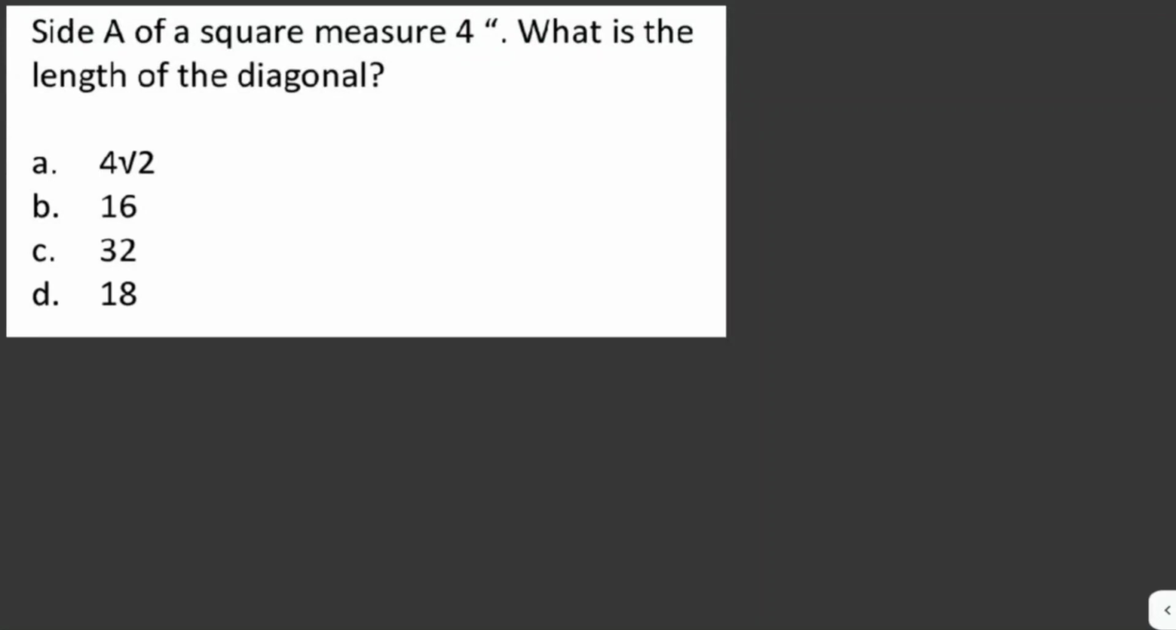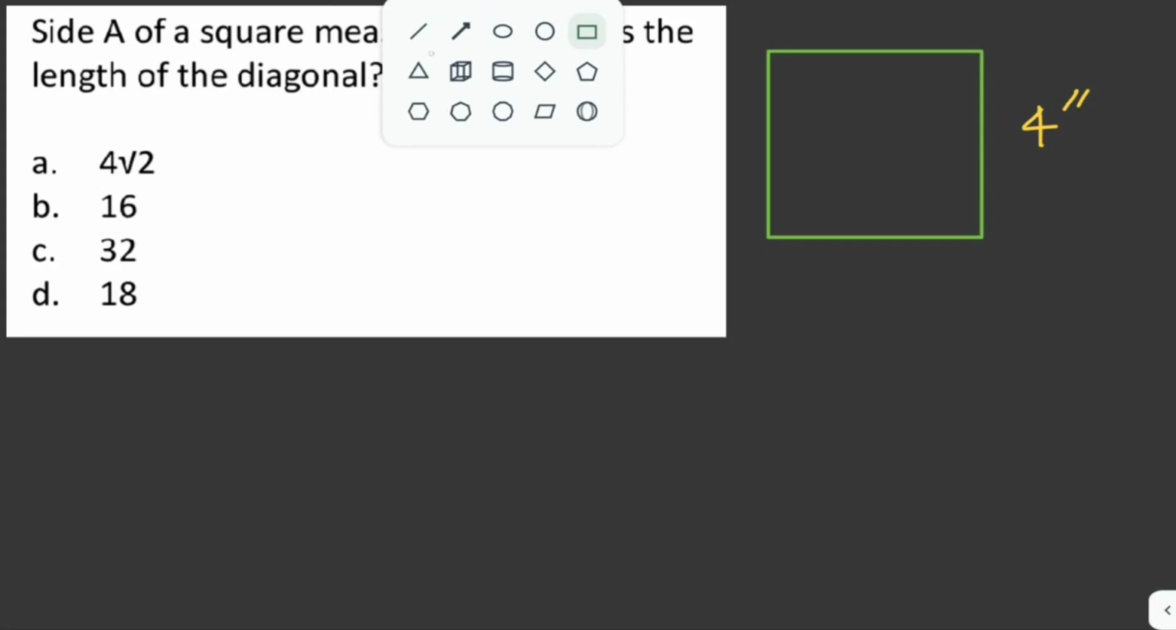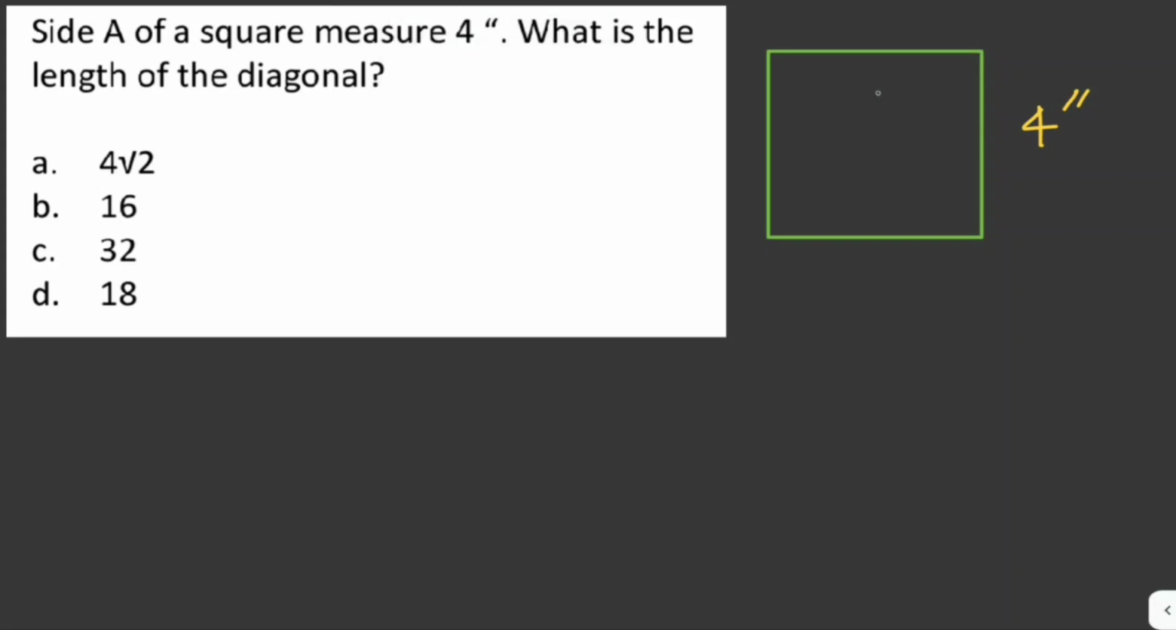Solve this problem here. Side A of a square measures 4 inches. What is the length of the diagonal? So if this is our square, side A is equal to 4 inches, and all of the sides of a square are congruent, or equal. What is the length of the diagonal? Let's say we draw a diagonal here.